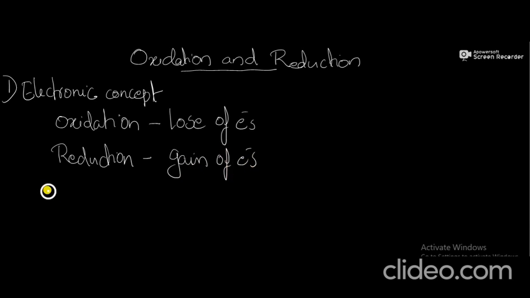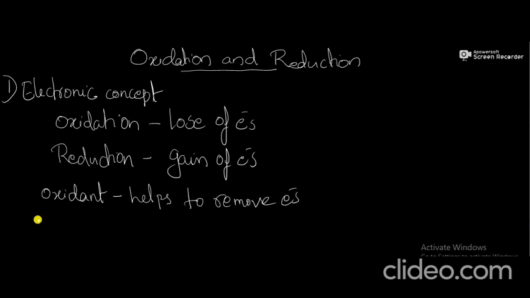Then what do you mean by oxidizing agent? An oxidizing agent, or oxidant, is one which removes electrons from a species and thereby brings about oxidation. An oxidant helps to remove electrons. That is an oxidant, or oxidizing agent.